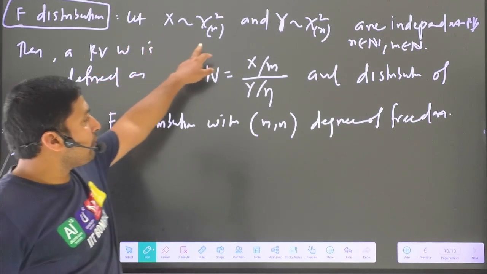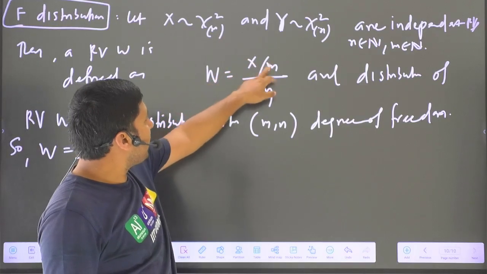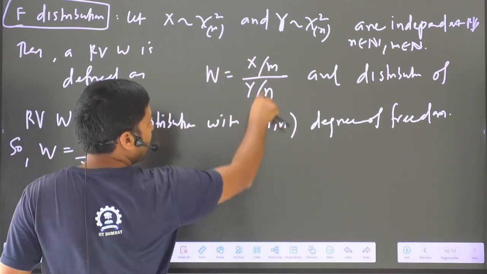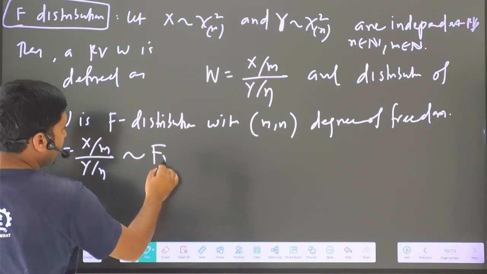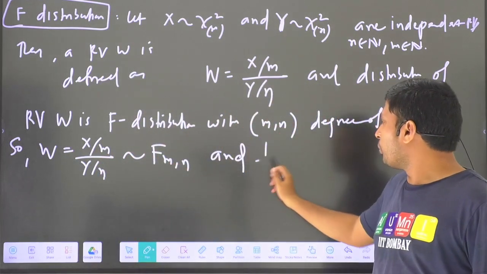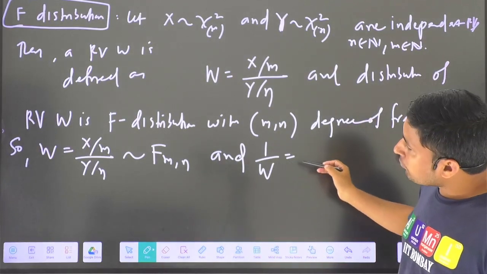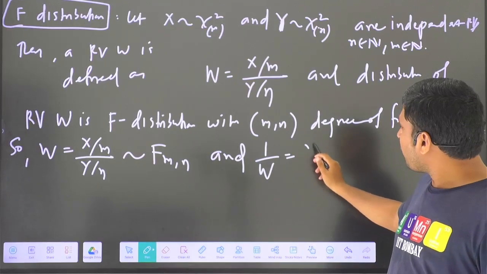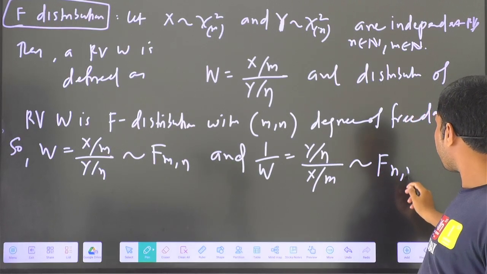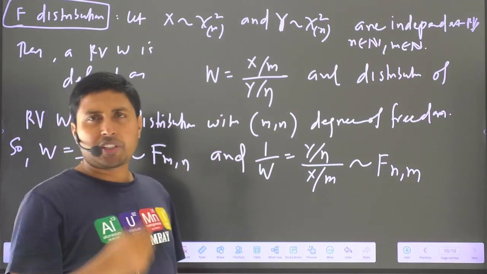So then you have to divide by degrees of freedom: chi-square M by M, chi-square N by N. The order is maintained, numerator, denominator. So this has F distribution with m, n degrees of freedom. Similarly, if you take 1 upon W, it will be Y upon N upon X upon M, and that will have F distribution with n, m degrees of freedom. So after taking the reciprocal, the degrees of freedom just interchange.